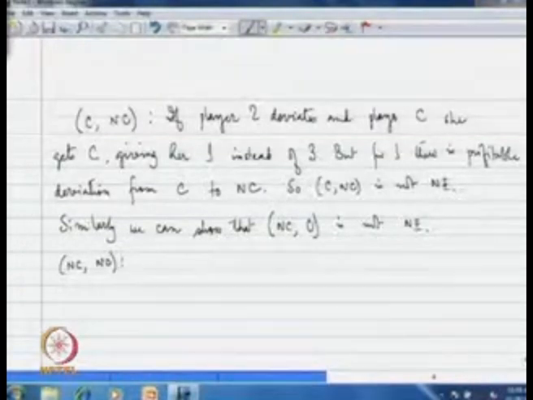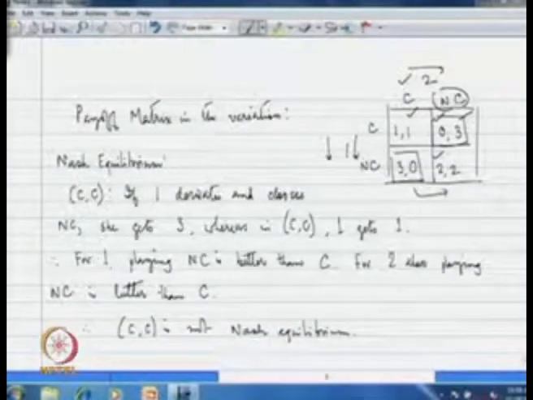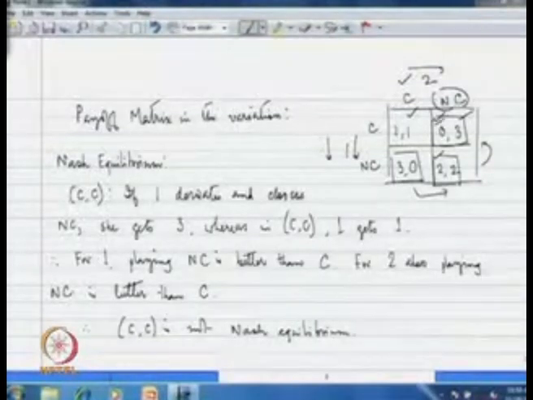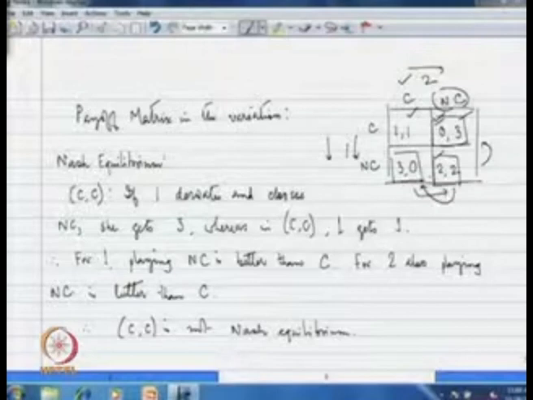Now, it is not necessary that every game should have a Nash equilibrium in pure strategy. It might very well happen that there is no pure strategy Nash equilibrium. So, let us check whether NCNC is a Nash equilibrium. We are talking about this cell here, NCNC, giving each player 2. Now, if player 1 deviates and plays C, then player 1 will be getting 0. If player 2 deviates to C, then also player 2 will be getting 0 instead of 2. So, deviation from NCNC by each player reduces that player's payoff, and therefore, this NCNC that we are considering here is a Nash equilibrium.